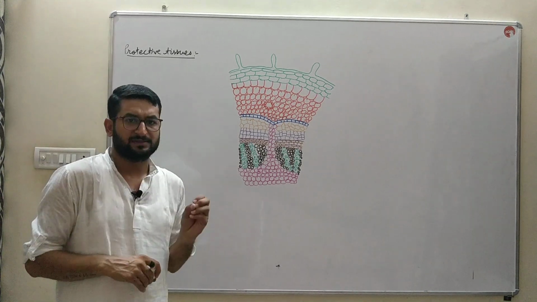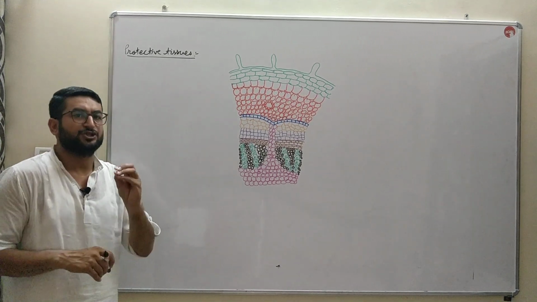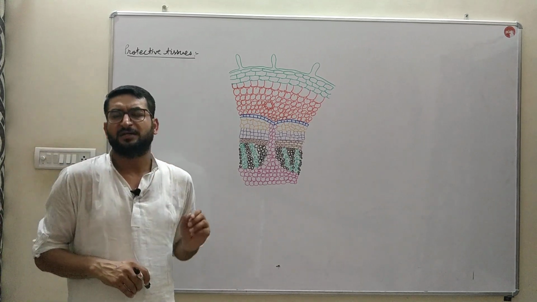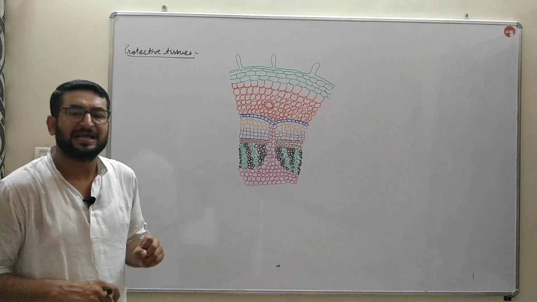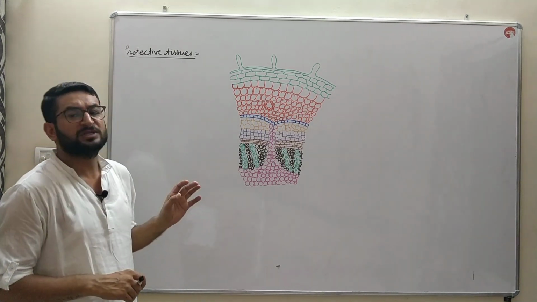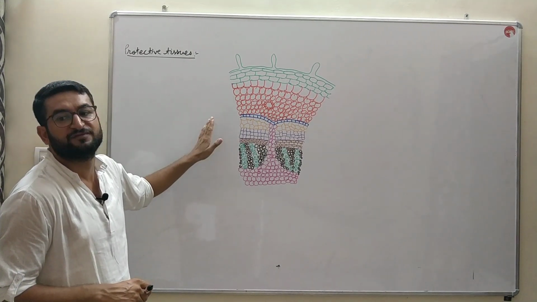Now we will discuss protective tissues. Two protective tissues which you will study in detail are epidermis and cornea. But to understand those tissues, first we will discuss a transverse section of a stem.